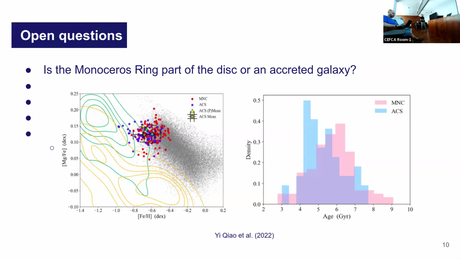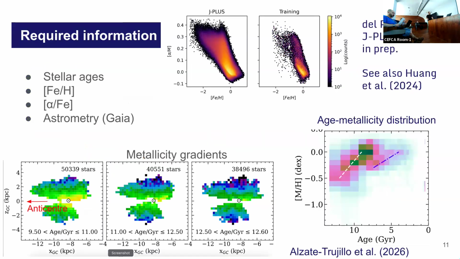In this case, with iron as a function of magnesium over iron, and we can also observe the ages. With ages typical of the thin disk, so there is still a discussion about whether these streams are fissures of the excited thin disk or satellite galaxies. Let me see the time.